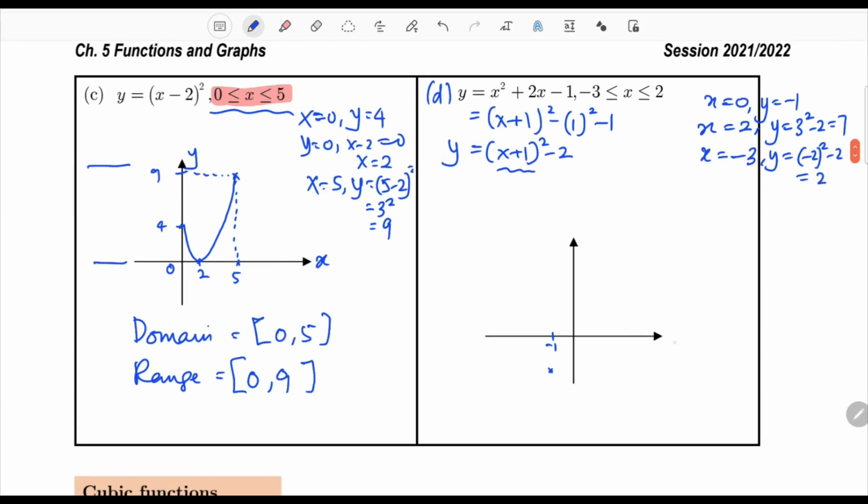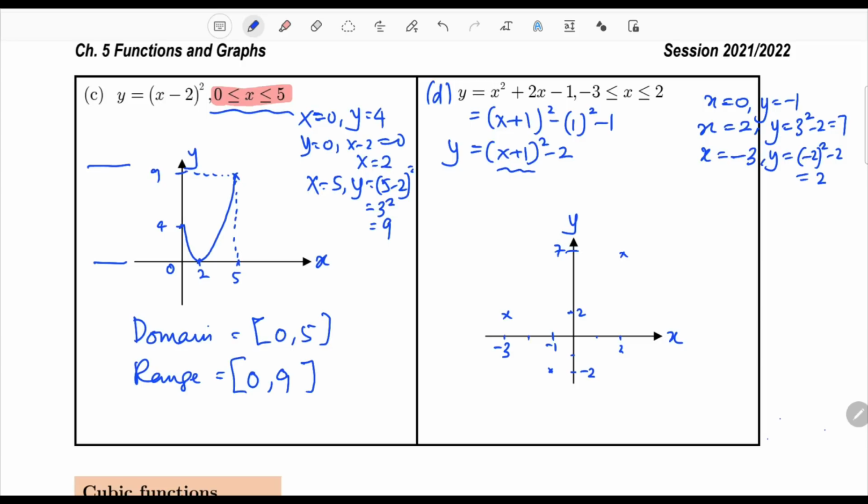Alright, so label your axis. So this is the x, this is your y-axis. So negative 1, 1, let's say this is 2. Negative 3, negative 1, negative 2, negative 3. Okay, so negative 1, this is negative 2. And then we have 7. Let's say this is your 7. When x is 2, it is 7. When x is negative 3, somewhere here, let's say 2.